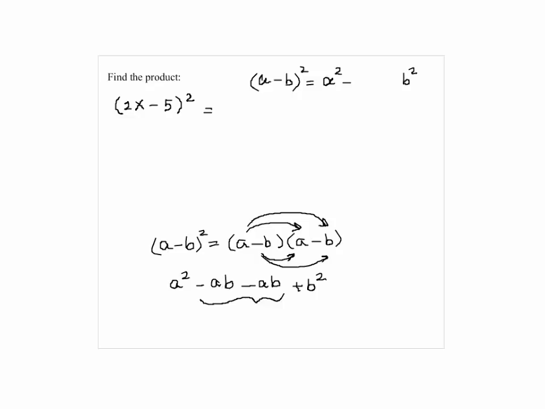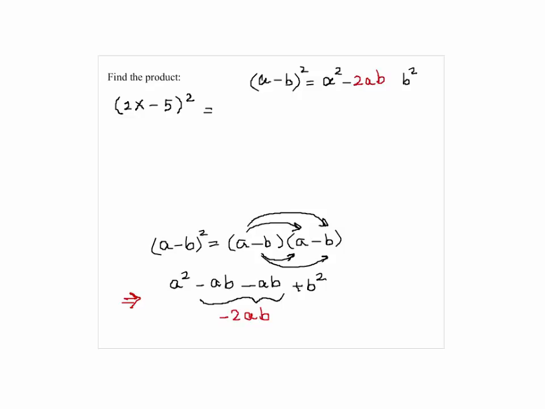Okay, let's stay with this formula first. Let's finish this. So it would be a squared minus what? Plus b squared. Both are minus. Minus ab minus ab. That would equal to what? Minus 2ab, yes. So you should remember this formula.